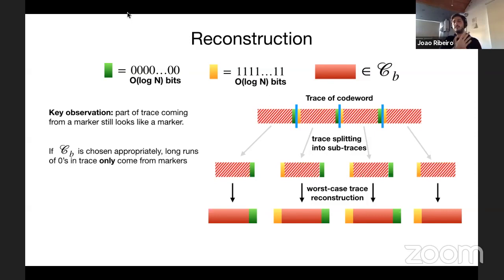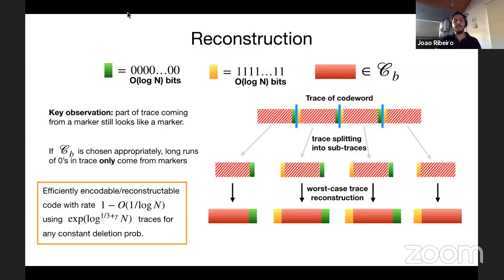You might recall that worst case reconstruction is expensive, but since we're applying it to very short strings, it's not expensive anymore. So if you do the math, you get this kind of verbose statement saying that you can get an efficiently encodable and reconstructable code with rate roughly 1 minus 1 over log n, using essentially as many traces as the state-of-the-art result for average case reconstruction.